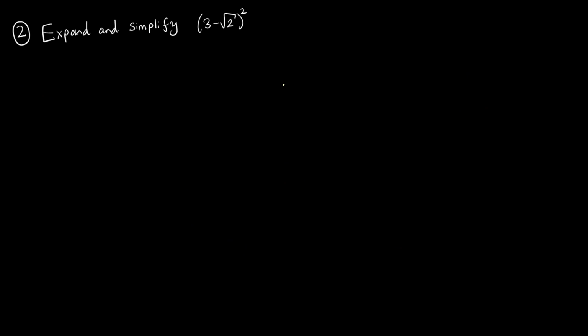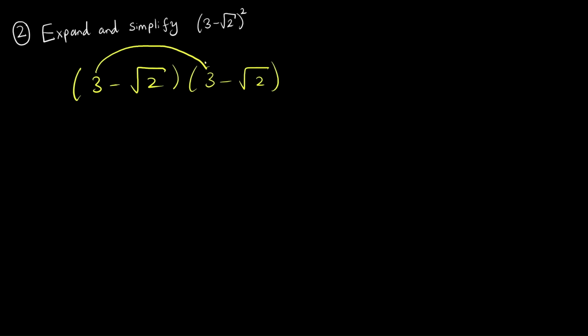Okay, expand and simplify. 3 minus root 2 squared. So that means I've got to do 3 minus root 2, 3 minus root 2, as we said. Now if we make sure we're actually multiplying everything out carefully, it's 3 times 3, that's going to give us 9.